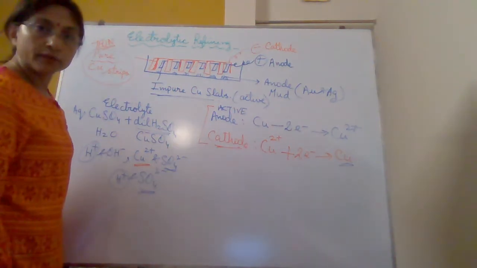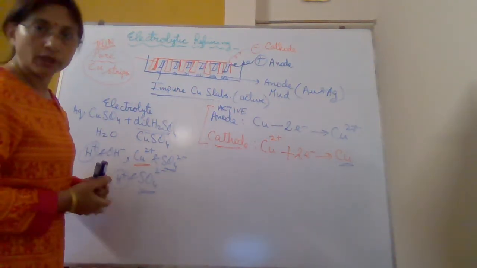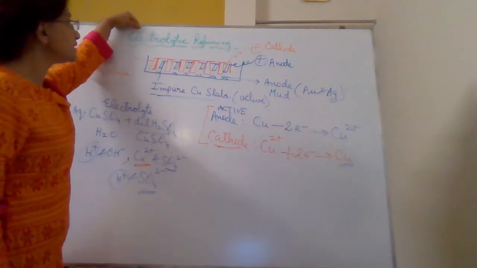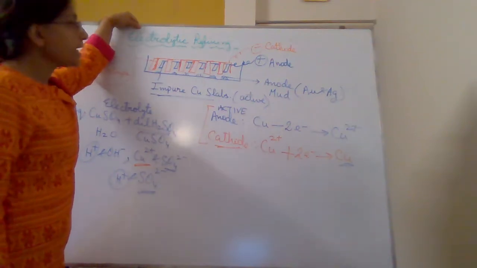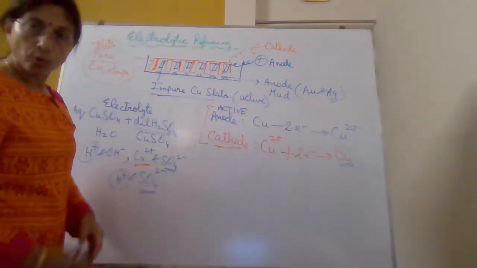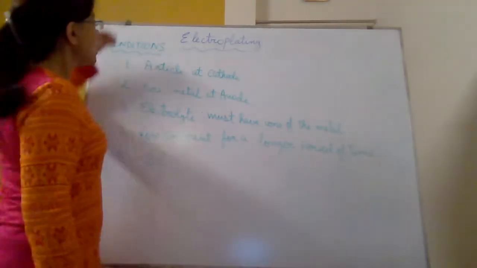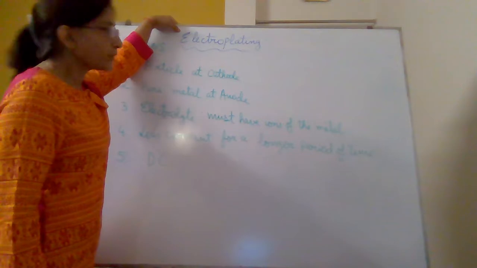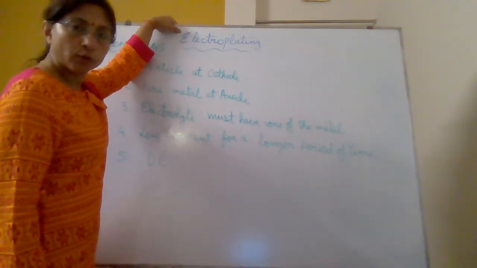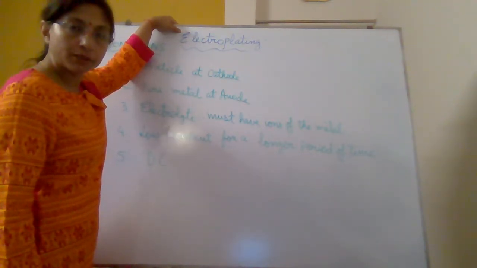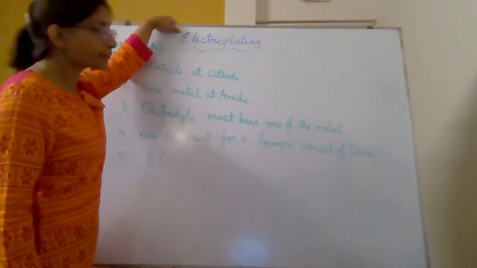Now let us talk of the second application of the electrolysis. The first one is the electrolytic refining, and the second one is electroplating. Electroplating is one of the most important applications of electrolysis.